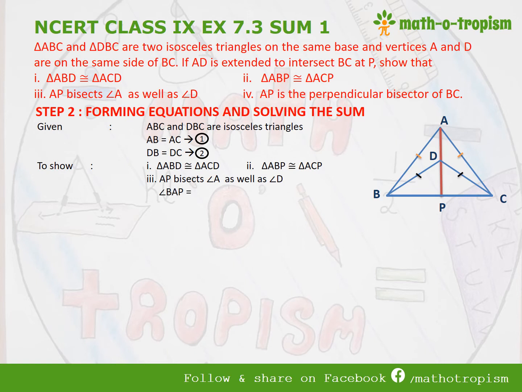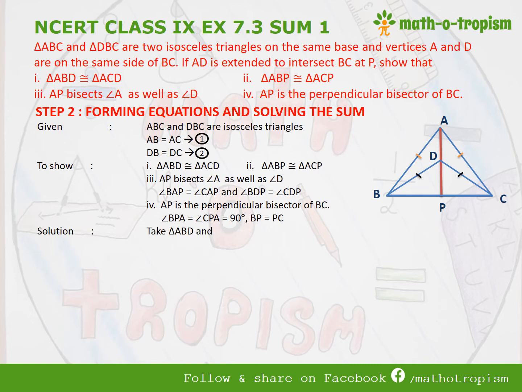That means angle BAP should be equal to angle PAC, and similarly AP is the perpendicular bisector of BC, which means that angle BPA is equal to angle APC. Both will be 90 degrees, and also BP is equal to PC. So we'll start with the solution. We'll take the triangle ABD and ACD.